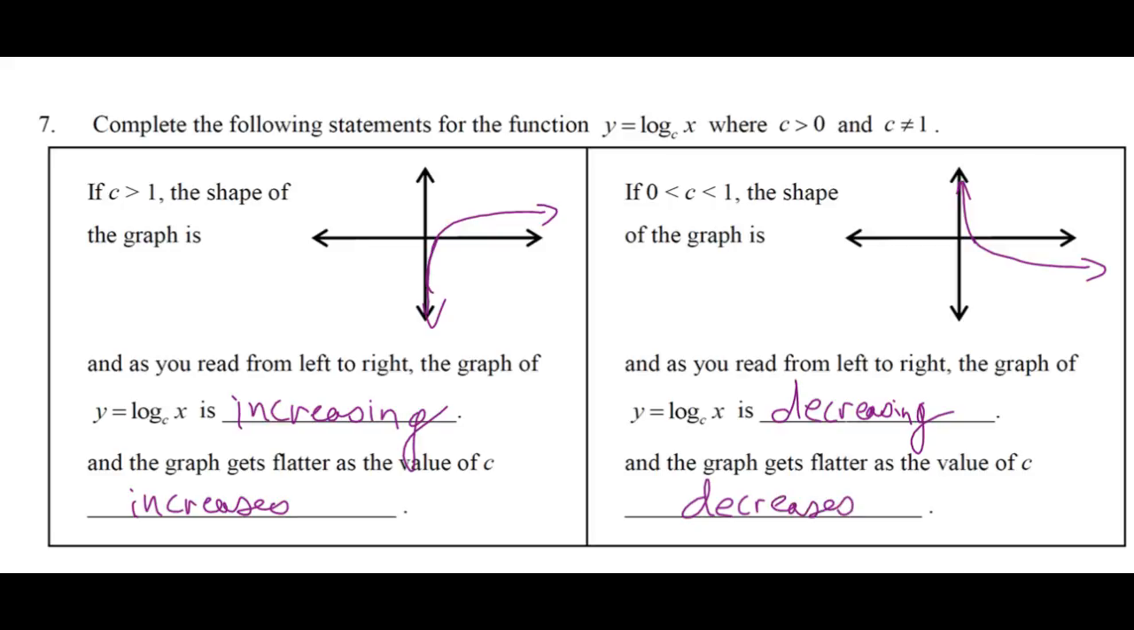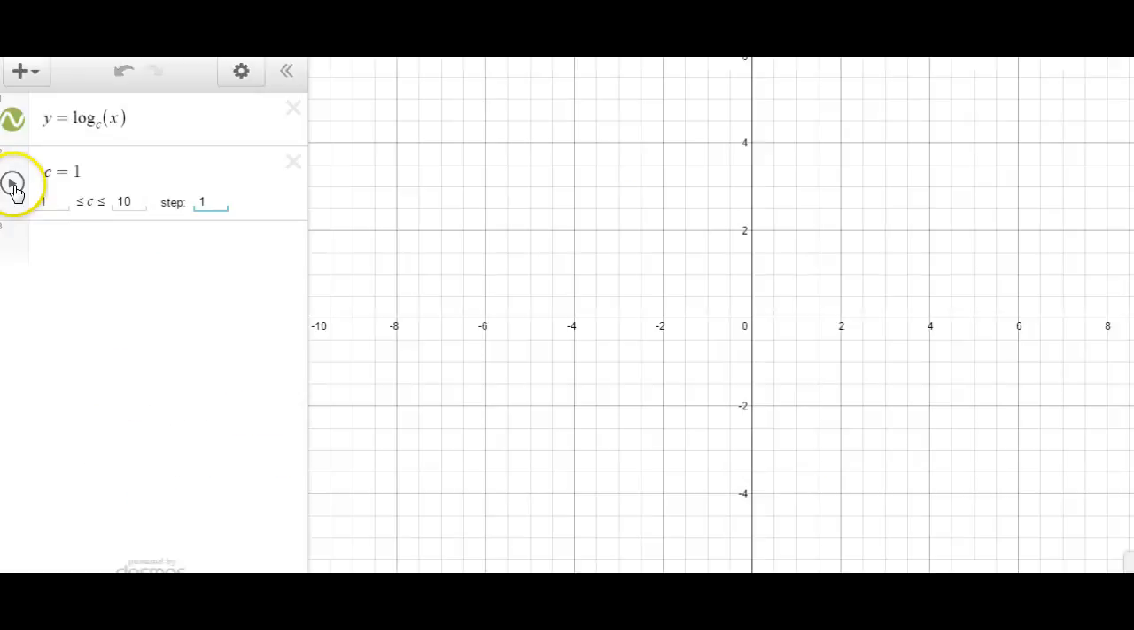Now we can visualize this. So here's y equals log base c, where the base is going to be greater than 1. Actually, let's make this 1.1. And we'll watch the graph, right? As the c value is decreasing, it gets steeper. As the value of c increases, it's getting flatter. The point 1, 0 is invariant.